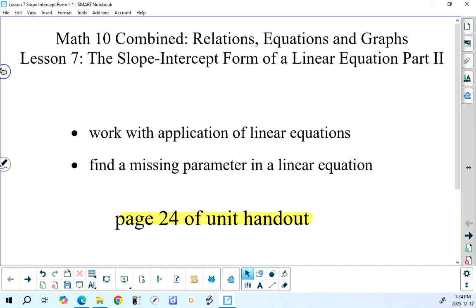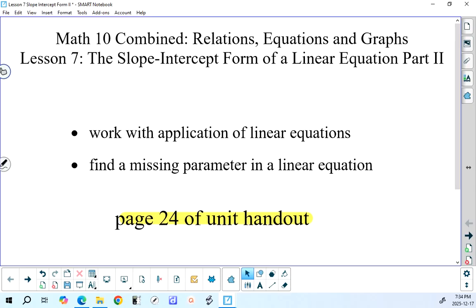We're continuing with Unit 6, which is called Relations, Equations, and Graphs in Math 10 combined, and today we're looking at Lesson 7. This lesson can be found on page 24 of your unit handout, and it is a continuation of yesterday's lesson. Yesterday we looked at the slope-intercept form of a linear equation, and today we're going to continue to work with it. Specifically, we're going to be looking at two important ideas.